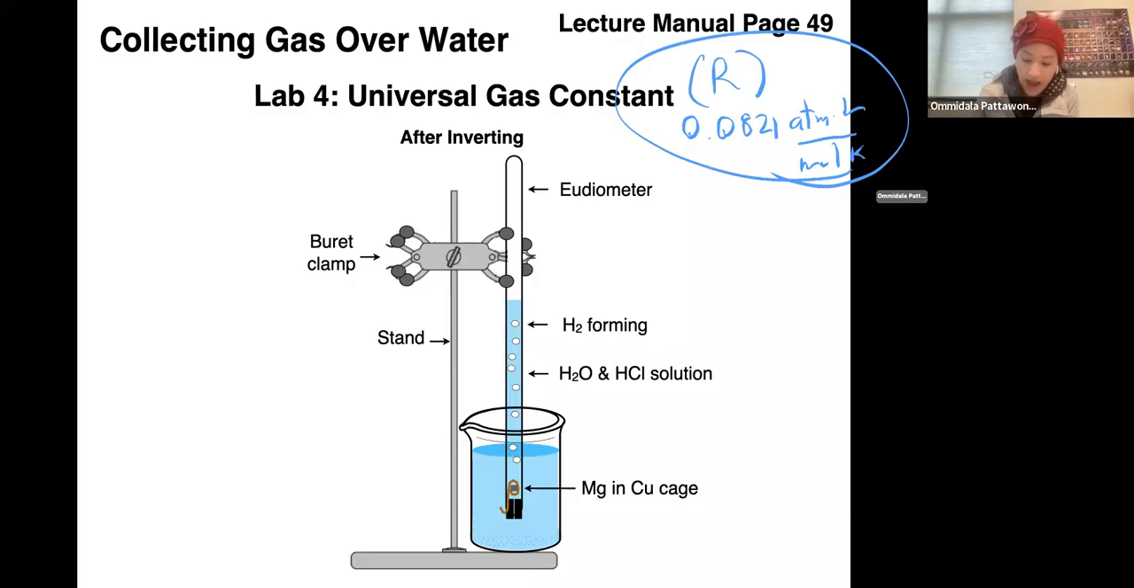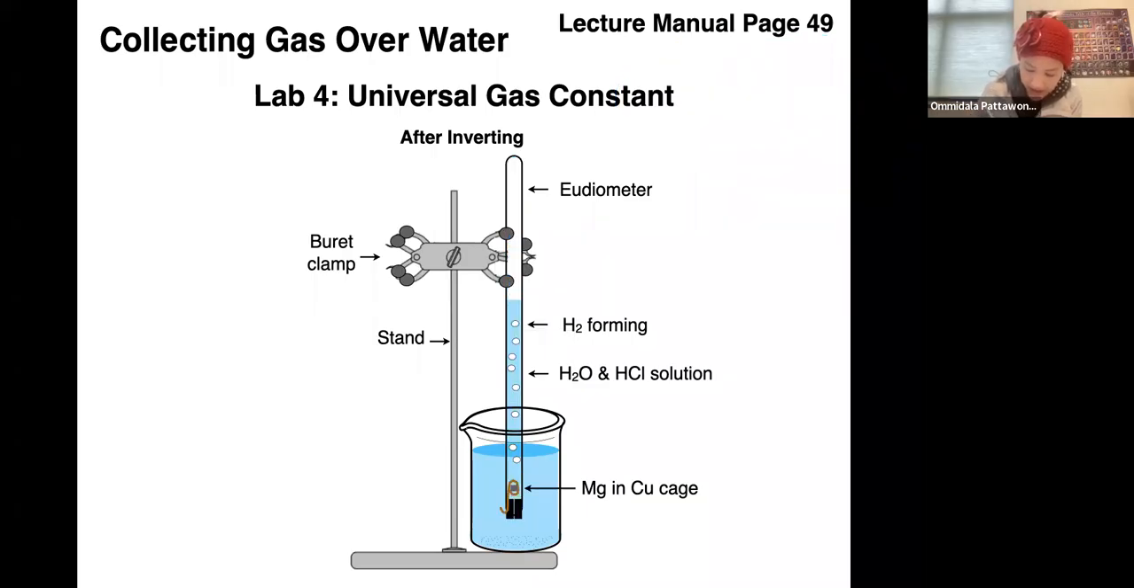The idea of the eudiometer is that you fill it up with water all the way to the brim before the reaction starts. This is where the reaction occurs. Once the reaction occurs, it generates a certain type of gas, depending on what reaction you are looking at. The gas that is generated is trapped within this eudiometer. Eventually, the gas will rise and displace the water inside the eudiometer, so it pushes the water down.